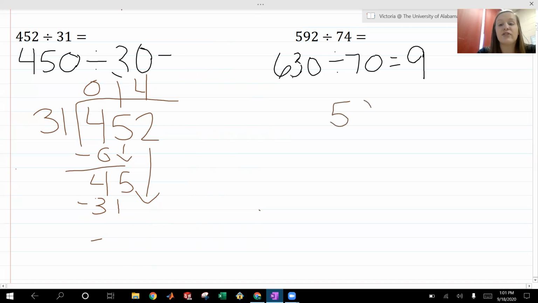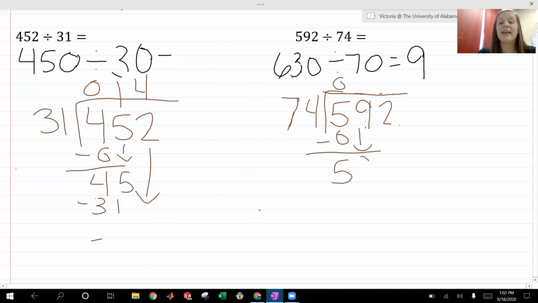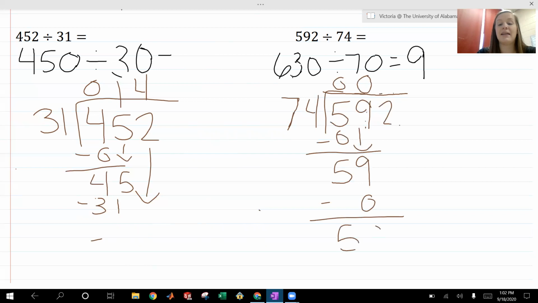So if I have 592 divided by 74, my first question I ask is how many times does 74 go into 5? It doesn't. So I subtract, I get 5, I bring down my 9. How many times does 74 go into 59? It doesn't, right? And we kind of knew that because our estimate is just in the ones place, so we knew we were just going to have a number in the ones place. 59 minus 0 is 59. We bring down that 2.